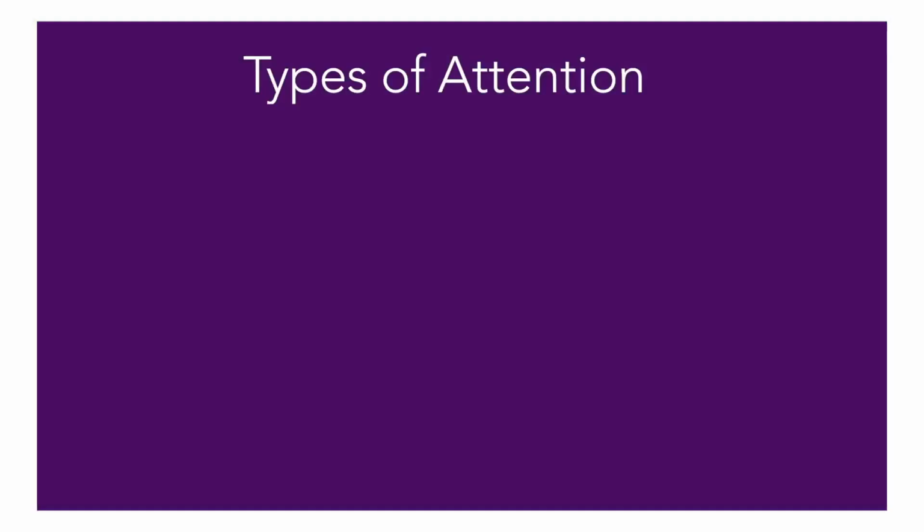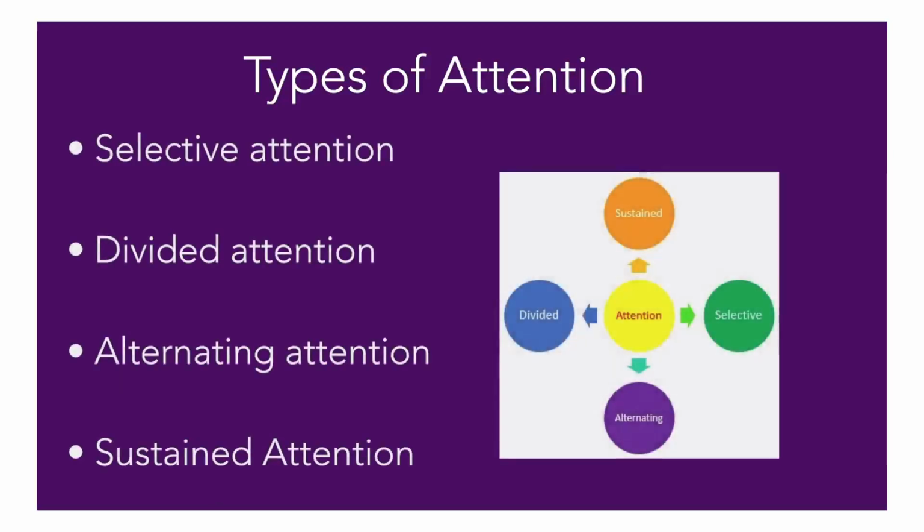Top-down attention is a higher level skill that is often closely paired with other cognitive tasks, such as processing speed, memory, organization, and initiation. There are four key areas of attention: selective attention, divided attention, alternating attention, and sustained attention.